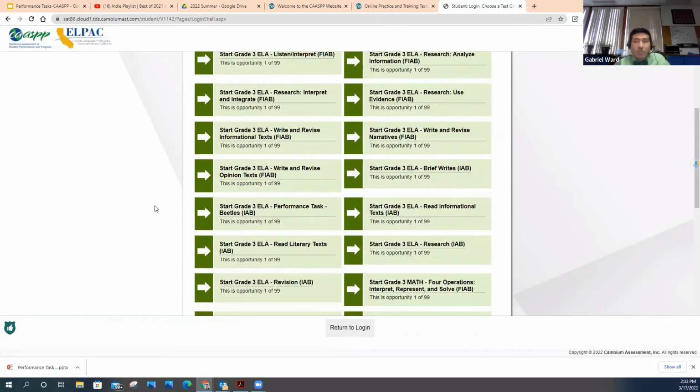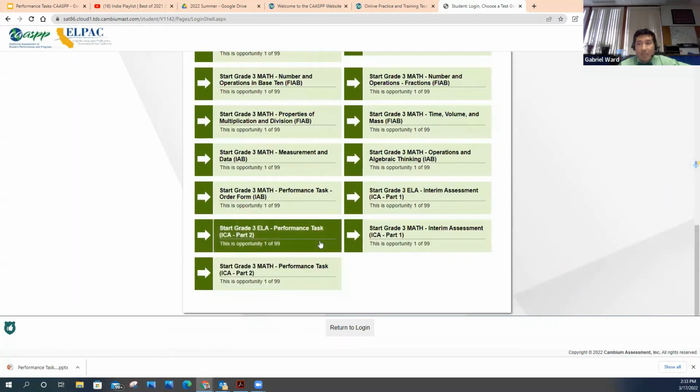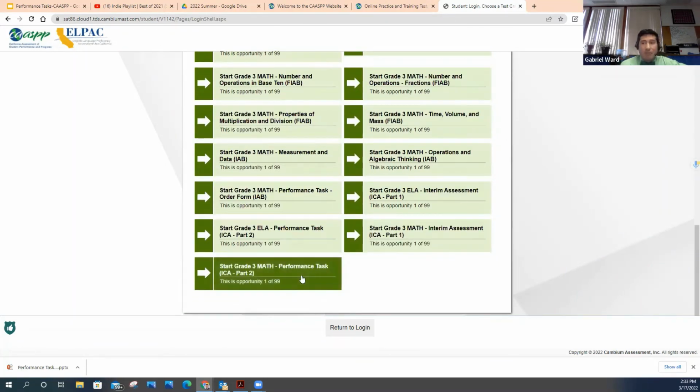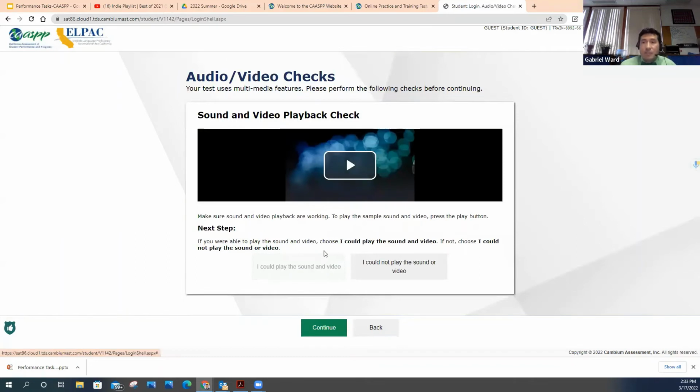You have all of the different blocks, but we're focusing on the performance task. If I scroll down, I can see the ELA performance task, and I also see the math performance task. I'm going to open up the math one because that's what we're here to focus on. It's going to prompt me to go through this process, the same as students would if they're taking it.